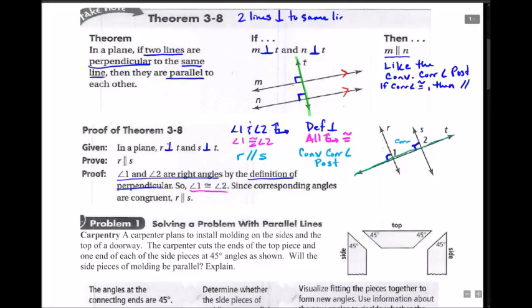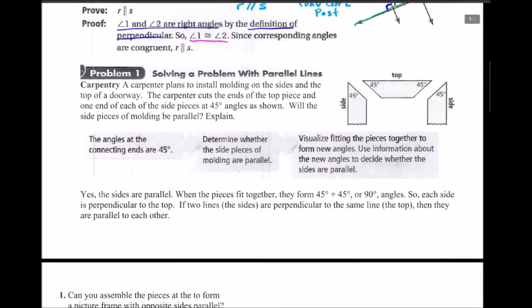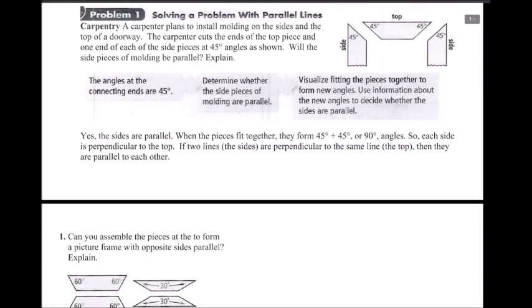To the same line are parallel. You can shorten it to that. But just think converse of corresponding angles postulate here. And know that this is a special case for perpendicular. All right, how can we use this in problem solving?